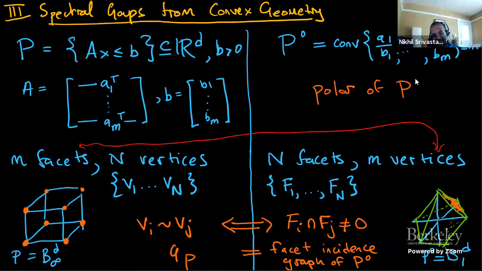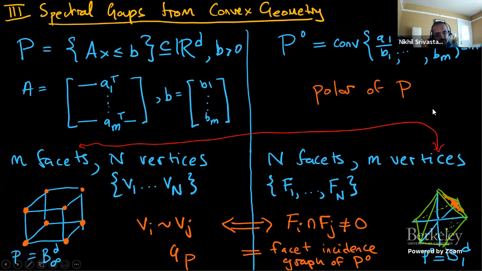Now the nice thing about the polar is that adjacency of vertices in P corresponds to adjacency of facets in P polar. If you have vertices V1 through Vn, they correspond to some facets F1 through Fn. Two vertices Vi and Vj are incident in the original polytope if and only if the corresponding facets intersect in the polar. So the one skeleton of the original graph is literally equal to the facet incidence graph of the polar. Any questions about this? In particular, if I bound the diameter of the facet incidence graph of the polar, I'm happy, right?